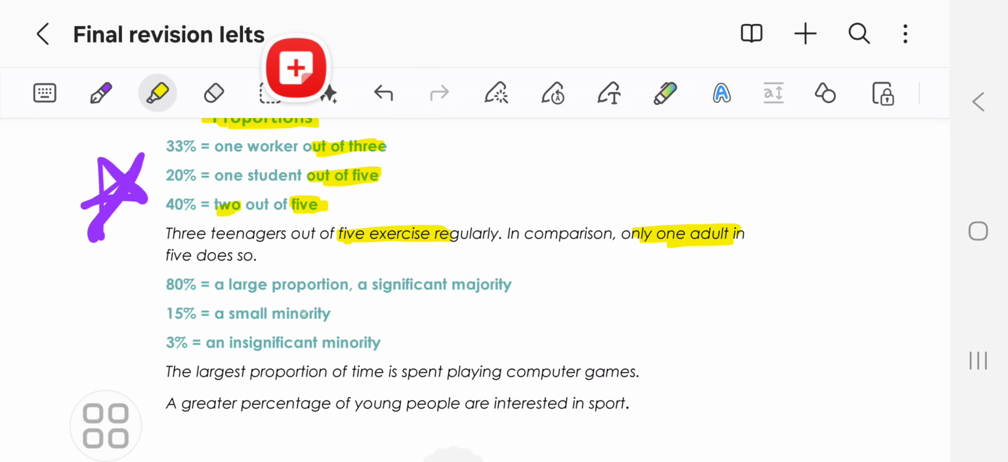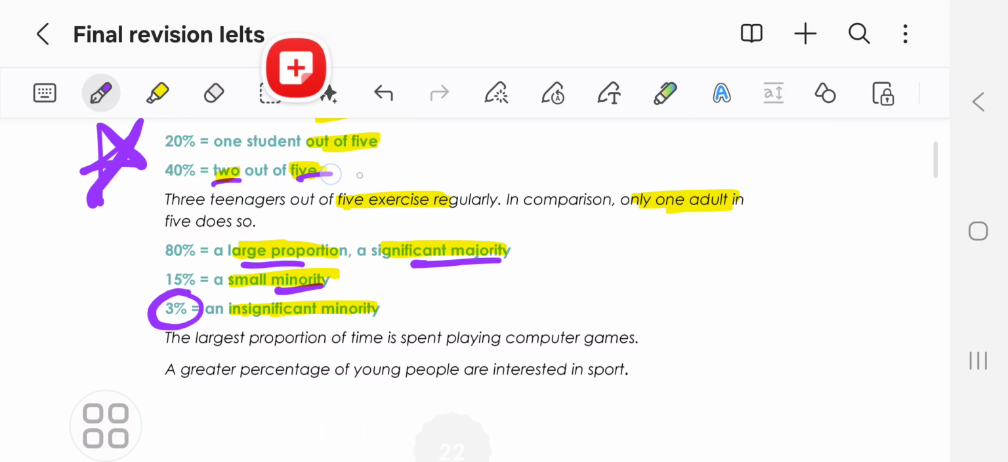80% is a large proportion or significant majority, 50% is a small minority, we can use it. And 3% is an insignificant minority. So 15% is a small minority, 3% you can say is insignificant, and 80% is a large proportion, significant. So remember this. This is just to give you an idea how to mention these things. And 40% is like this one.